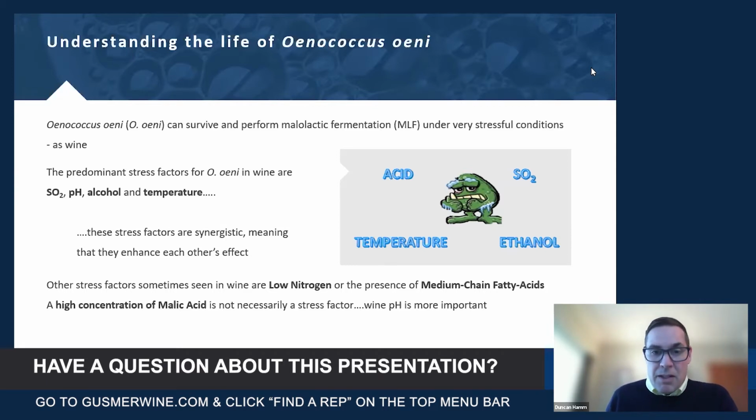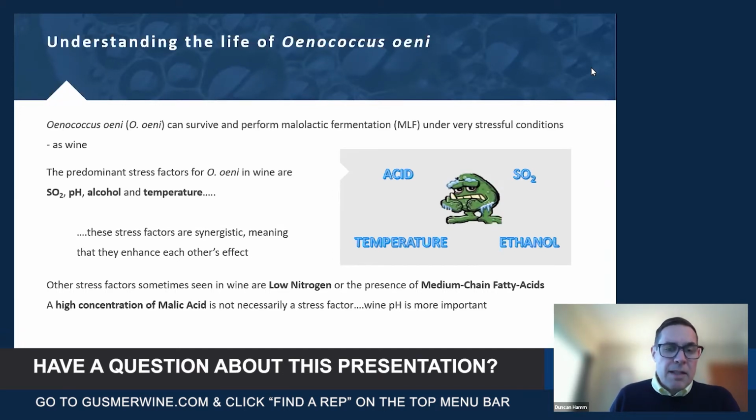But as we mentioned, wine is an extremely harsh environment, and the 4 main stress factors would be the level of sulfites, SO2, the pH of the wine, the concentration of alcohol or ethanol, and also the temperature. Now, all of these stress factors tend to work synergistically, meaning that if you're perhaps high in alcohol, it's going to be much harder to ferment something with a very, very low pH and a high level of sulfites. So they tend to compound on one another.